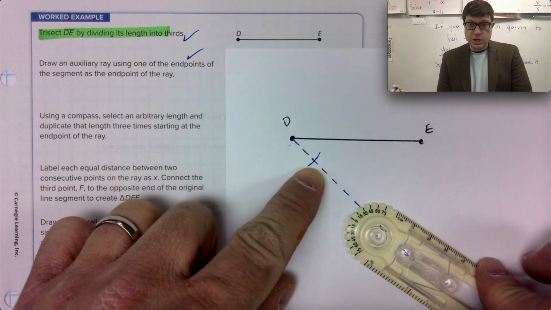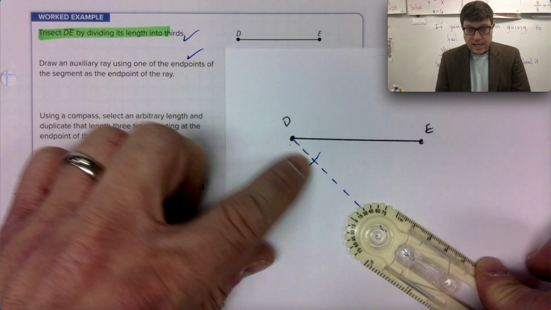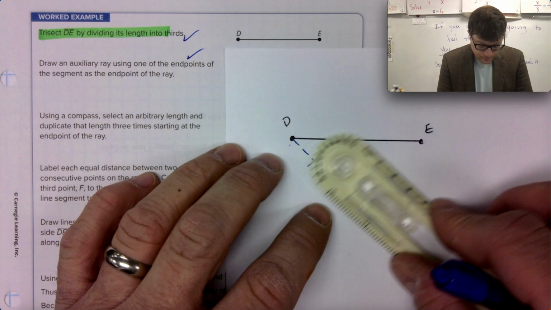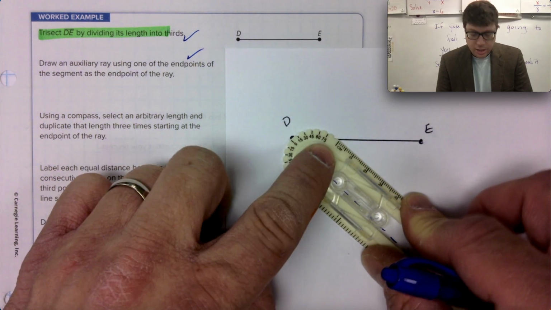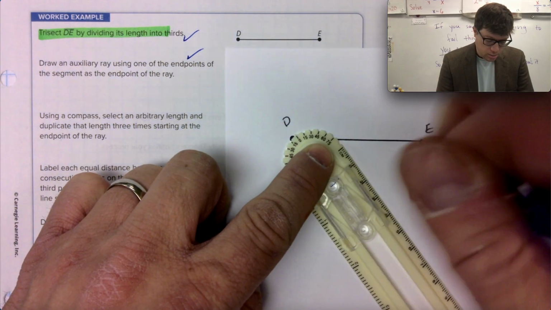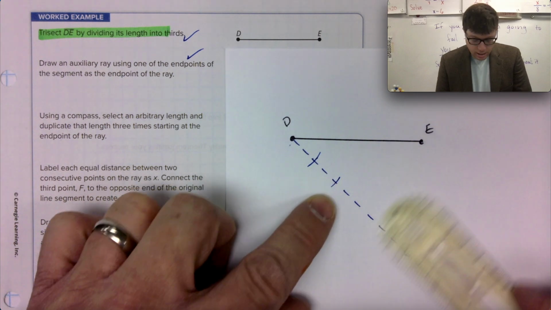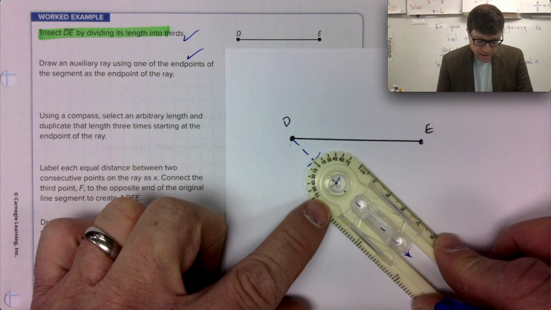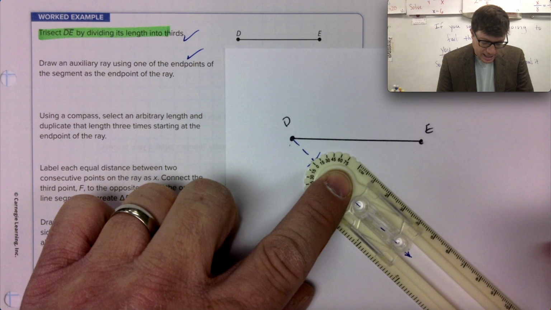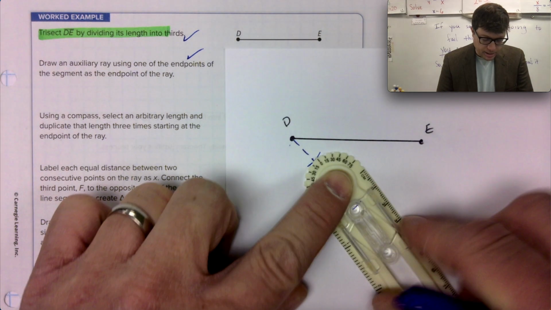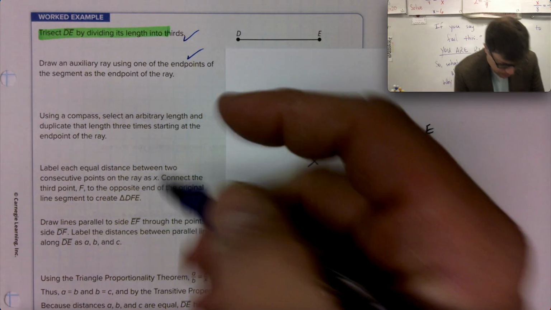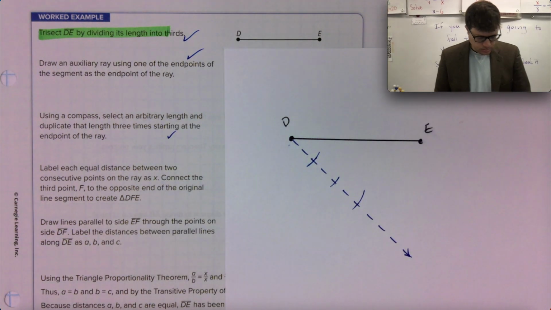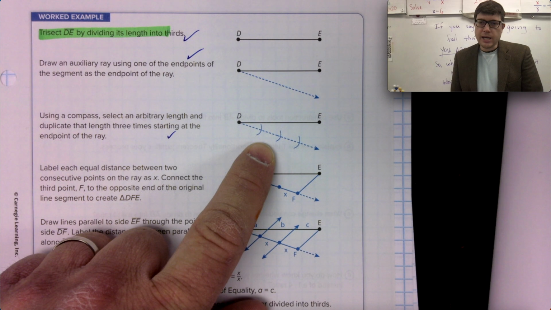Now that location is capturing just that distance, so I'm going to do that again. But the center of my compass is now on that intersection. Same circle. Okay, there's that one. One more time so I can have the ray marked at 3 line segment amounts. 1, 2, 3. Okay, check. And yeah, it looks like that.